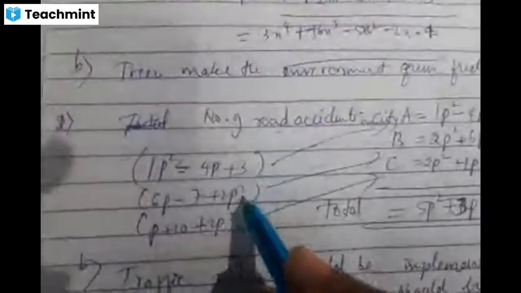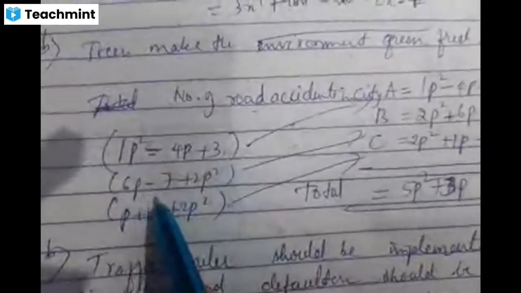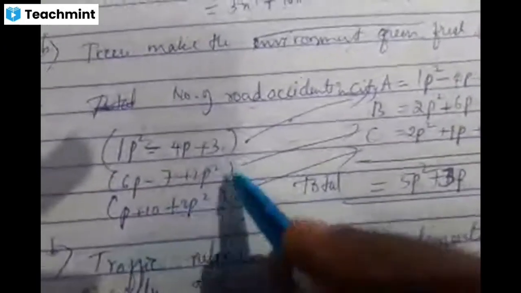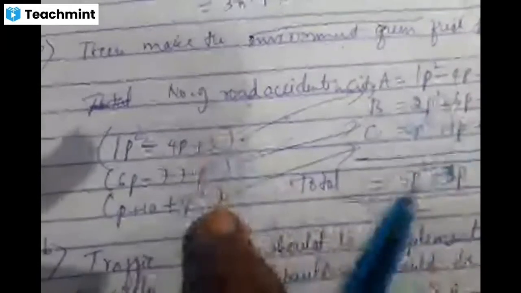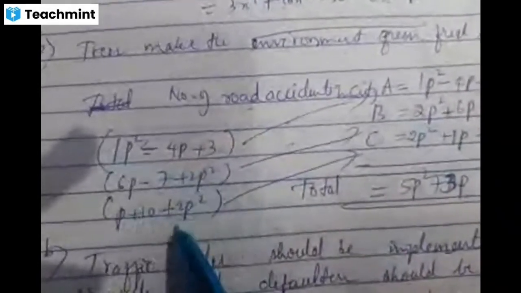So let us first solve the first question, that is number of accidents in city A is this, city B, city C. So then here what I have written is given in the textbook. Here you can see 1p square minus 4p plus 3, 6p minus 7 plus 2p square, p plus 10 plus 2p square. You can't add such type of expression where the like terms are not written one below the other.